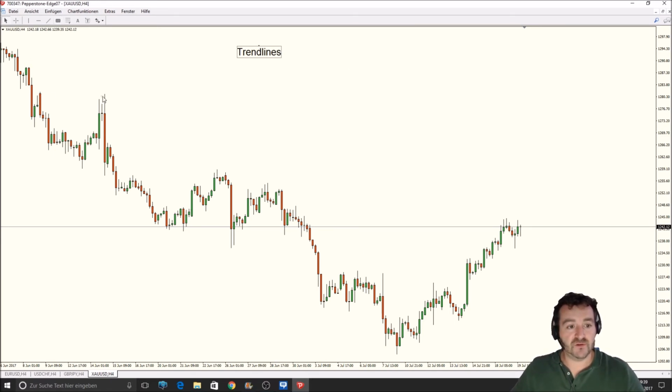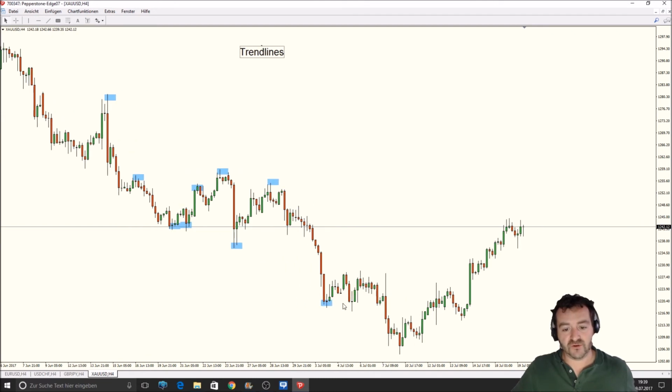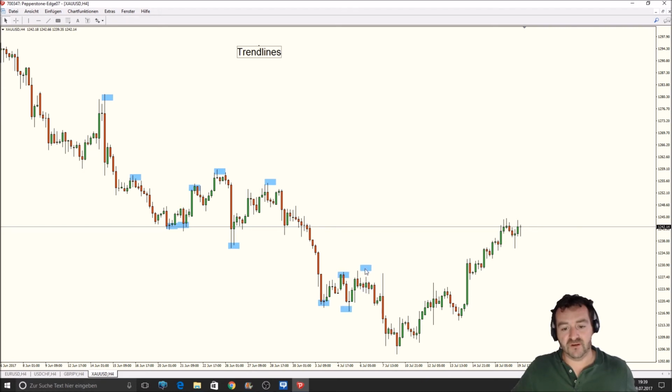So again, we use our approach. We take our rectangle tool and mark them. It does not have to be too specific. It is just to give yourself an overview of what the market was doing. And so this is still another level of visualization that you can do for yourself to make your Forex life a little bit easier.